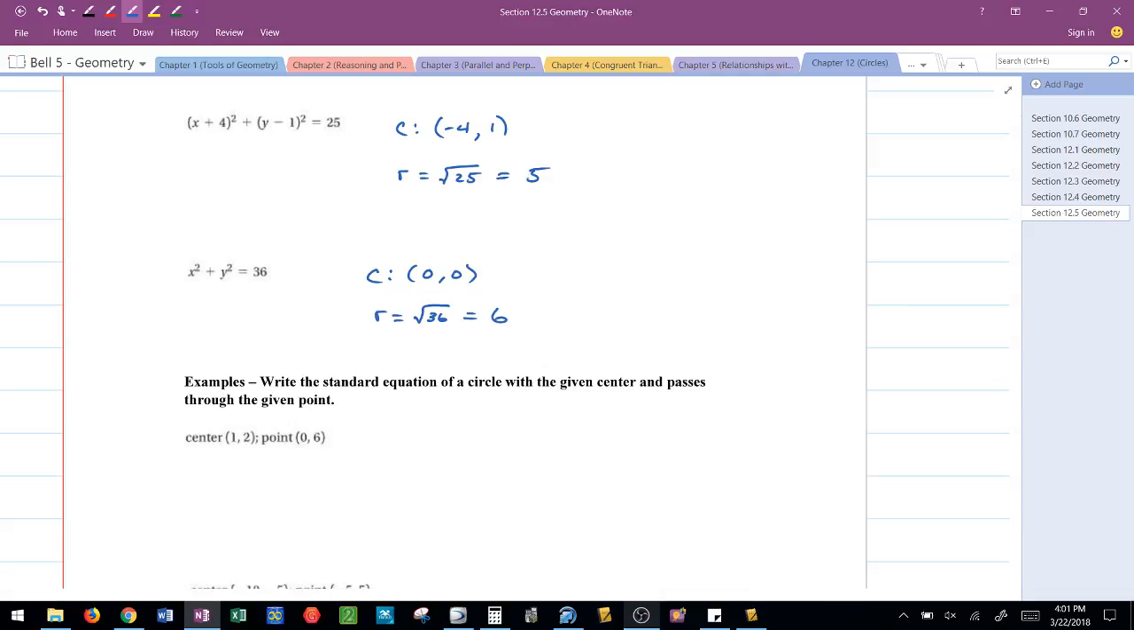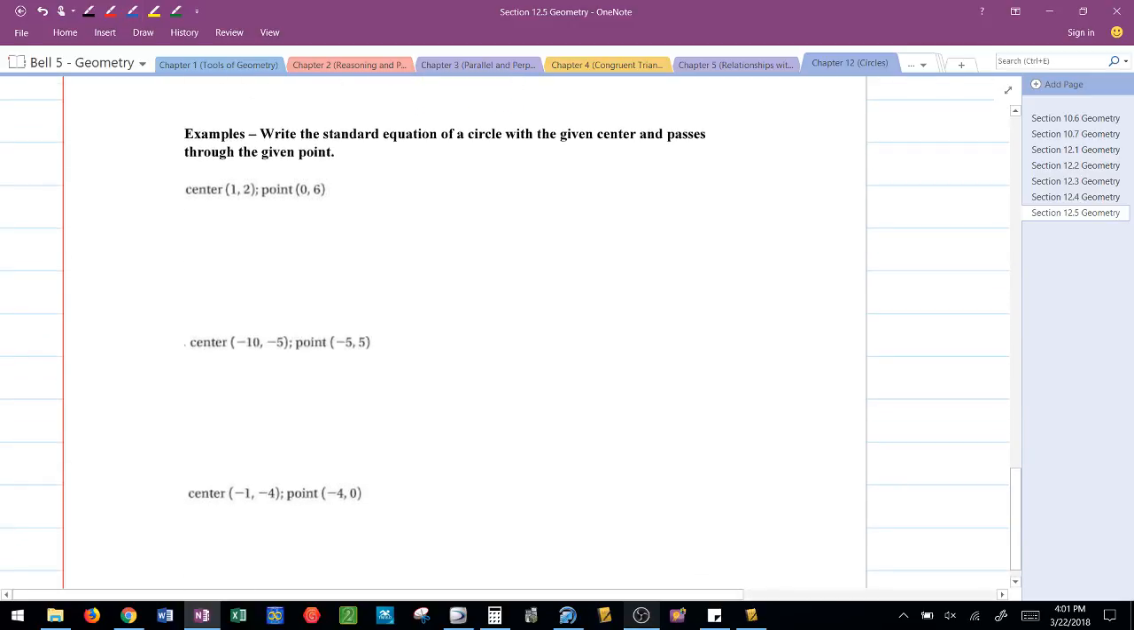Now, the last thing that we have to be able to do is write the equation of a circle given the center and the point that it passes through. If it passes through a point, that means we need to figure out the distance from the center to that point. To figure out distance, we use the distance formula. So recall what the distance formula is.